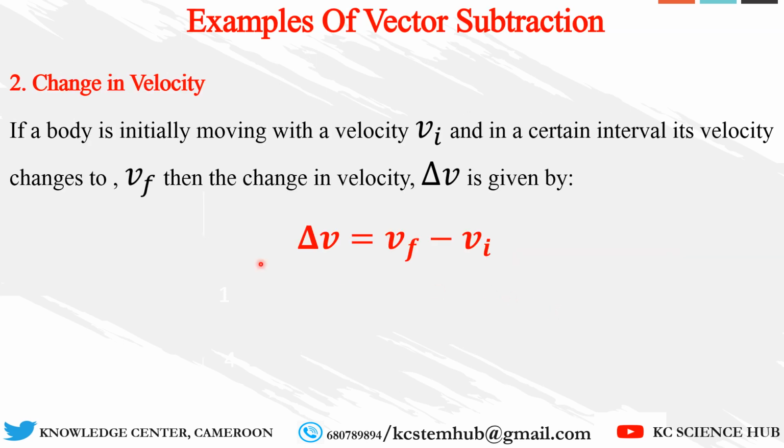We can also talk about change in velocity. Okay, it's an application of vector subtraction. So if a body is initially moving with a velocity vi in a certain interval, its velocity changes to vf, then the change in velocity dv is given by, well, v final minus v initial. It really looks like there's no worries here, right? Perfect. Until you begin to add directions and begin to twist some things. All right, let me not hurry up. We'll see them in concours problems.